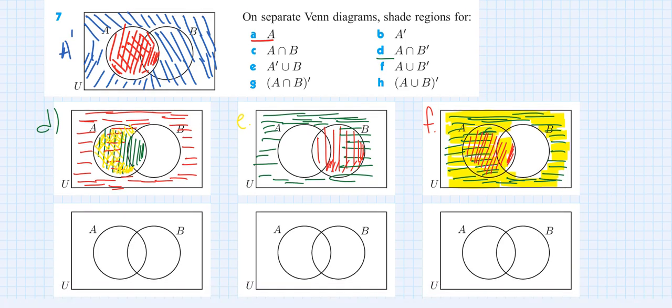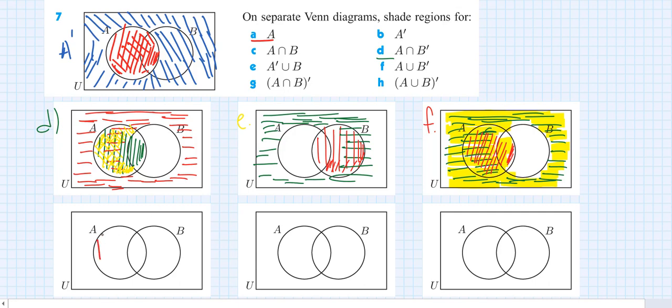Let's solve one more problem. G and H are the same. Let's try to solve the H one. What do we see? A union B inside the bracket, and outside we have the complement notation, so there is a prime. So what do we need to do first? You can write A union B first.